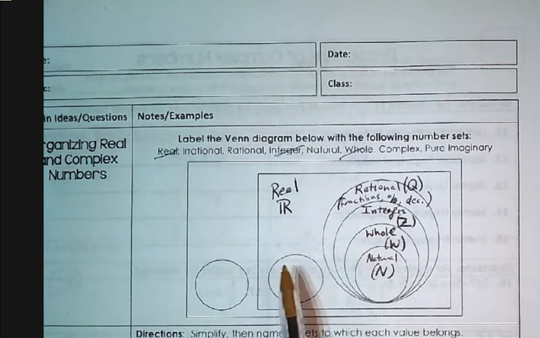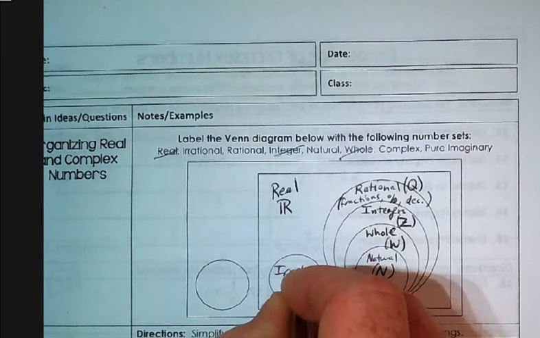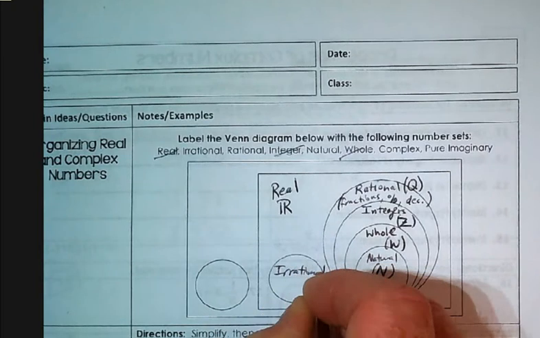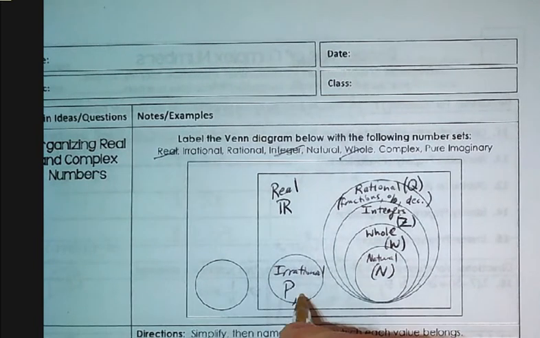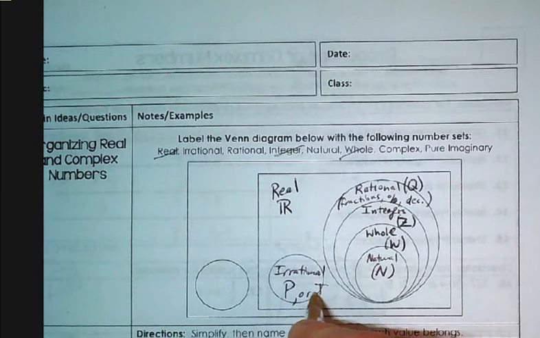All right, inside the reals, we also have the irrational. The symbol that we use for irrational is I. You can either use a capital I or a P. I don't know why they use P. Again, it probably has something to do with Latin. Capital I or P, either will be fine.